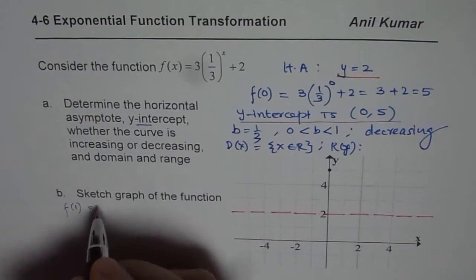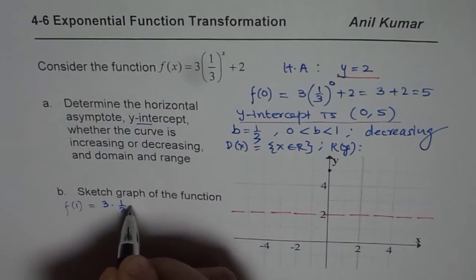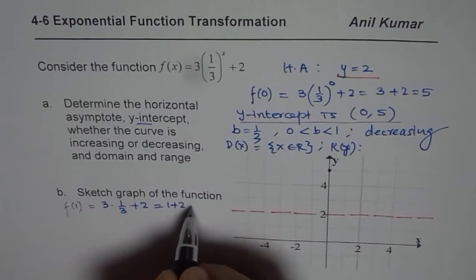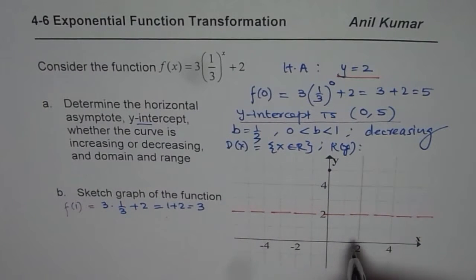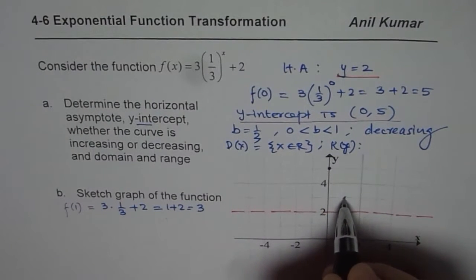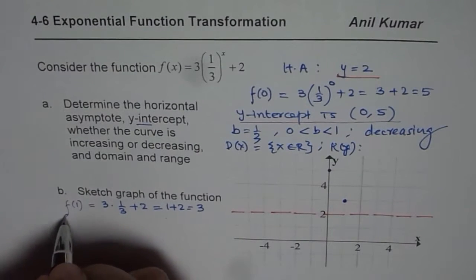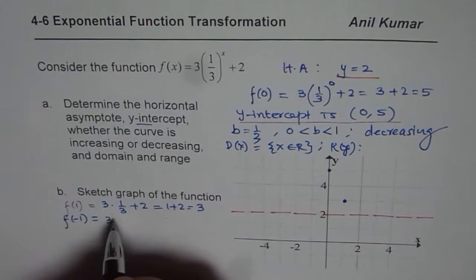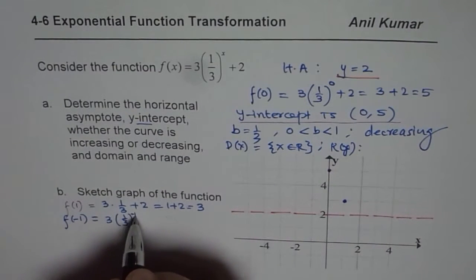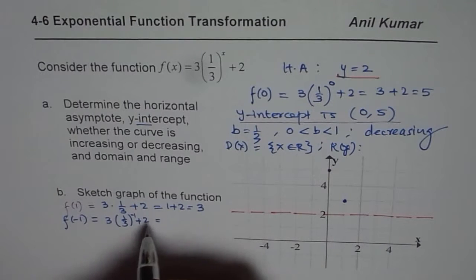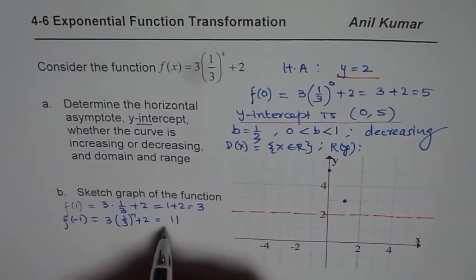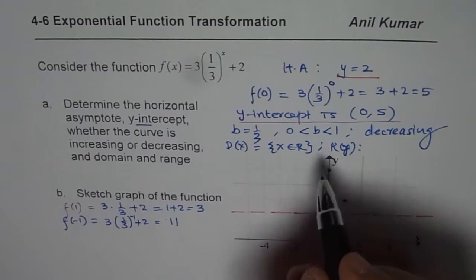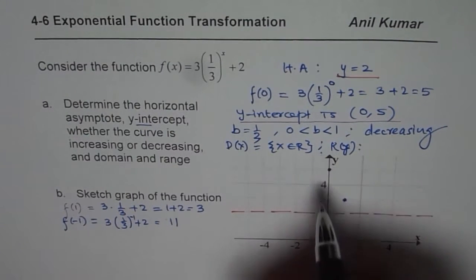So if I write 1, I get 3 times 1 over 3, plus 2, which is 3 divided by 3 is 1. 1 plus 2 is indeed 3. So the value at 1 is 3. So we get this point. Good. We can also find the value of the function at minus 1. So if I write minus 1, I get 3 times 1 over 3 to the power of minus 1, plus 2, which will be 9 plus 2, that is 11, right? This really doesn't help us since I have taken a scale, but it tells you it's going very, very high, correct? 11.